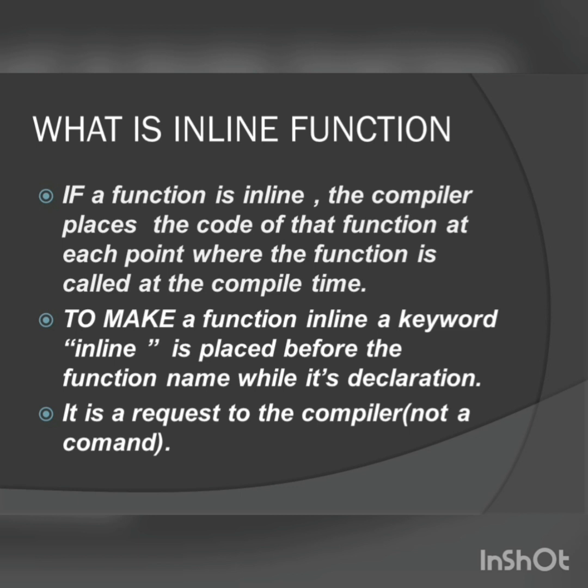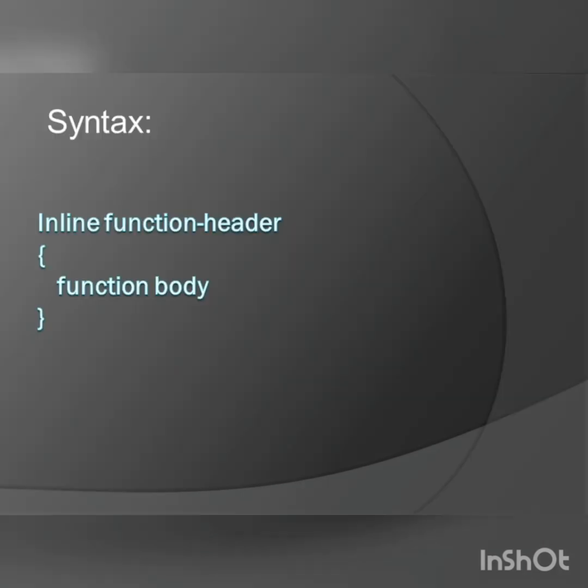To make a function inline, the keyword inline is placed before the function name while declaring it. It is a request to the compiler, not a command. If a function is big, then the compiler can ignore the inline request and treat the function as a normal function. To declare a function inline, we need to place the keyword inline before the function name, and then the function body is defined.